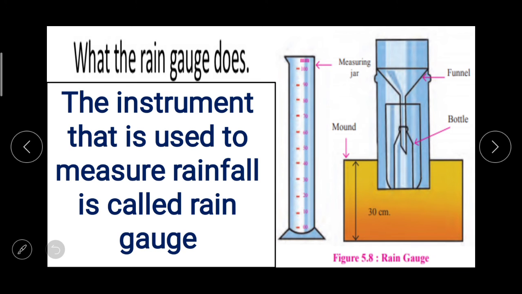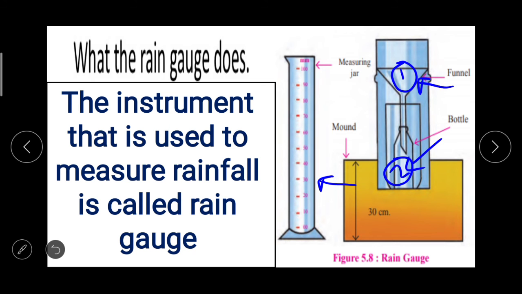To understand this in detail, figure 5.8 is given in our textbook. So the funnel that is used in the rain gauge, this one, funnel used in rain gauge has a specific diameter, and the rain falling in this funnel is collected in a bottle, this one bottle. So this first is funnel, then number 2 bottle. The collected water is then measured with the help of measuring jar, this one measuring jar.